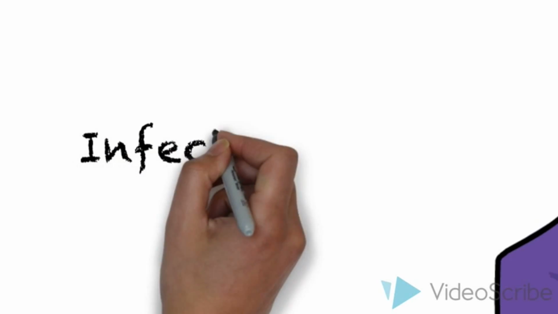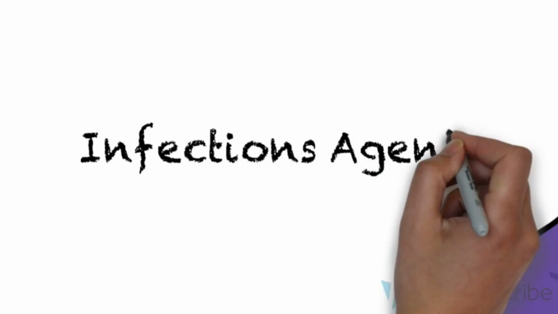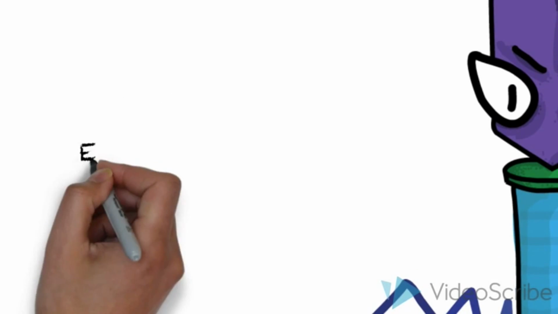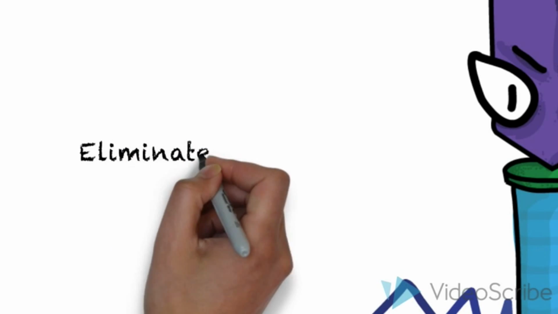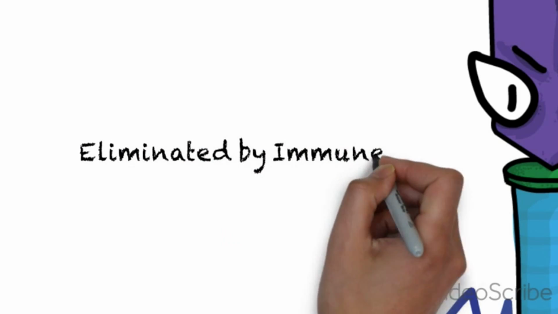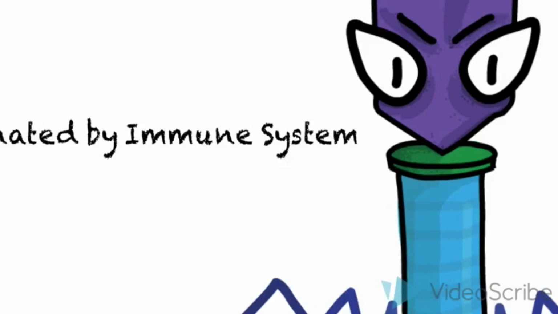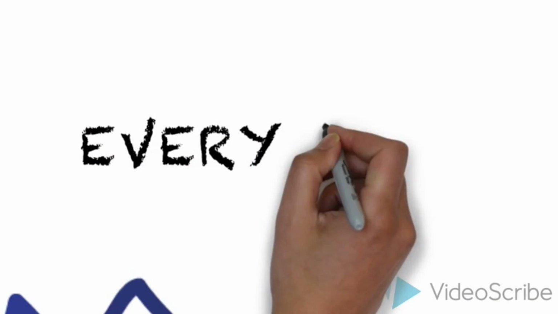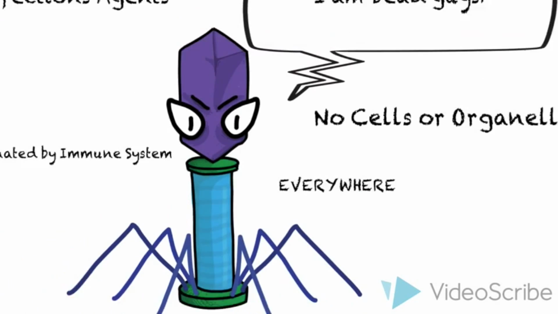Now, a virus is also an infectious agent. They attack other cells, and they are eliminated by the immune system. And they're also everywhere. Have I said that?